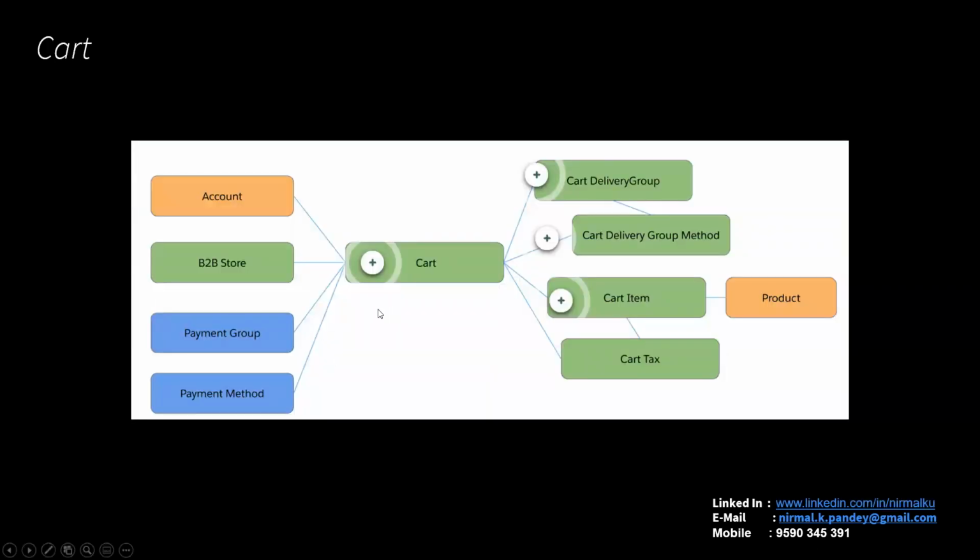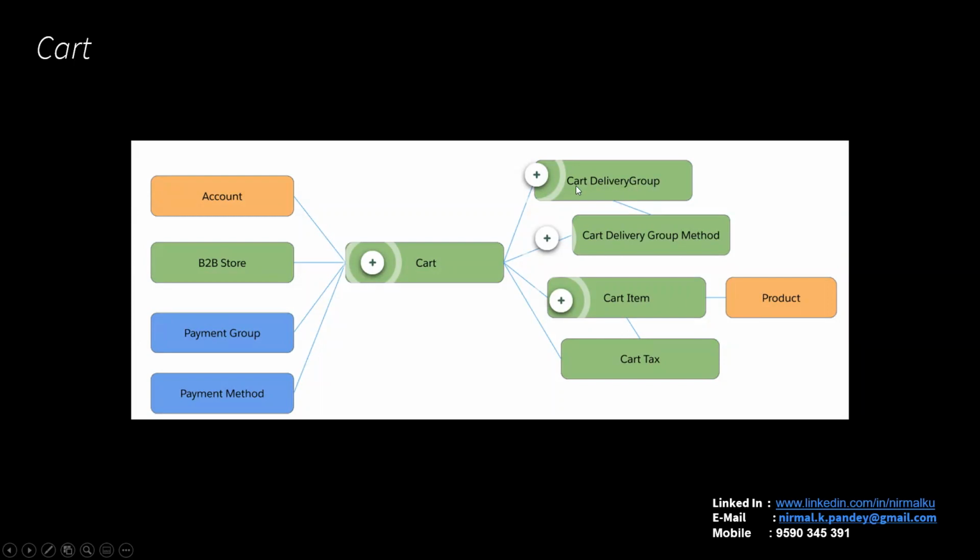Okay, finally, the cart related things. Cart is where you store whatever products you have selected. Cart is obviously tied to the buyer account and B2B store, and the payment group and payment method. Payment group and payment method are how you are going to pay. And then finally, we have the cart delivery group. In general, Salesforce does not currently support more than one cart delivery group.